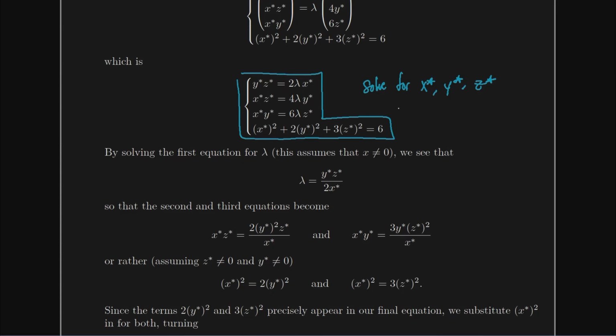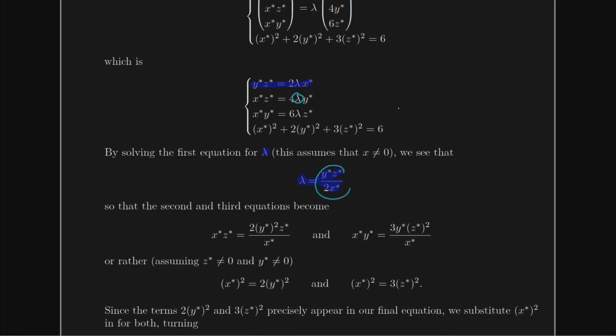Lots of different ways to do this. Unfortunately, this is not an easy problem to go through because there are so many solutions, but probably the easiest way to solve this is just directly by substitution. So I'm going to substitute different variables in for each other. I'm going to take this first equation and solve it for lambda. It's going to tell me lambda is yz divided by 2x. And since I know that that's lambda now, I'm going to substitute that in for lambda into the second equation.